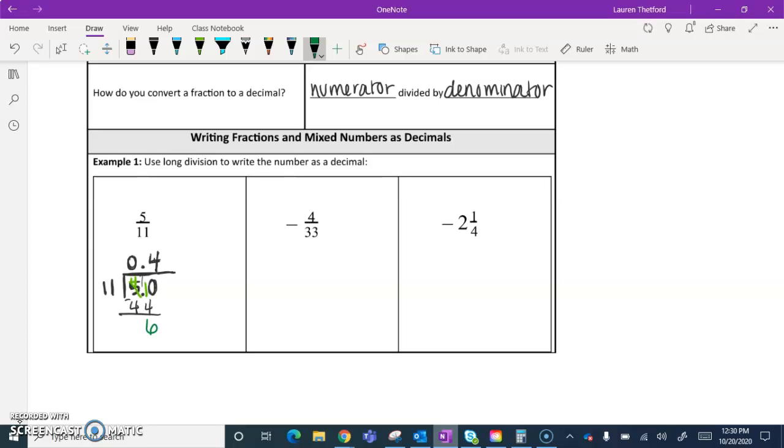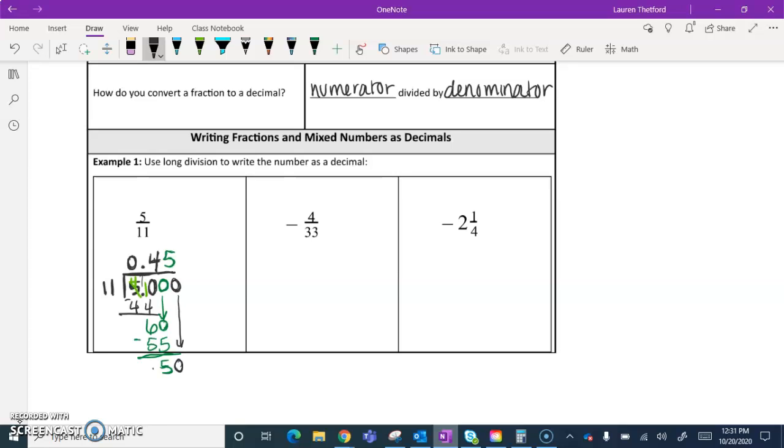And then that's not a 0 yet, so it's not ended. That didn't terminate. It only terminates when this turns into a 0. So that means I need to add another 0, and I'm going to bring it down. And so 11 goes into 60 5 times. 5 times 11 is 55. Subtract 55. Well, 60 minus 55 is 5. And so again, that's not a 0 yet, so we're going to add a 0, bring it down.